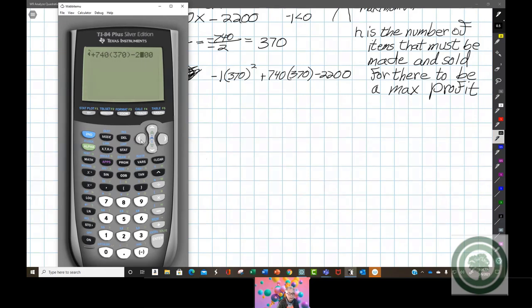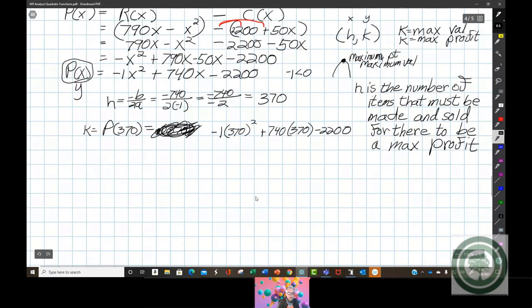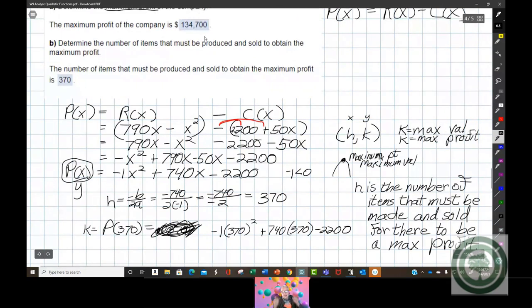So let me go back, just make sure I wrote it correctly. Negative 1 times 370 squared plus 740 times 370 plus 2200. Boom. 134,700. How much do they have? Yes! Woo-hoo! 134,700 dollars.